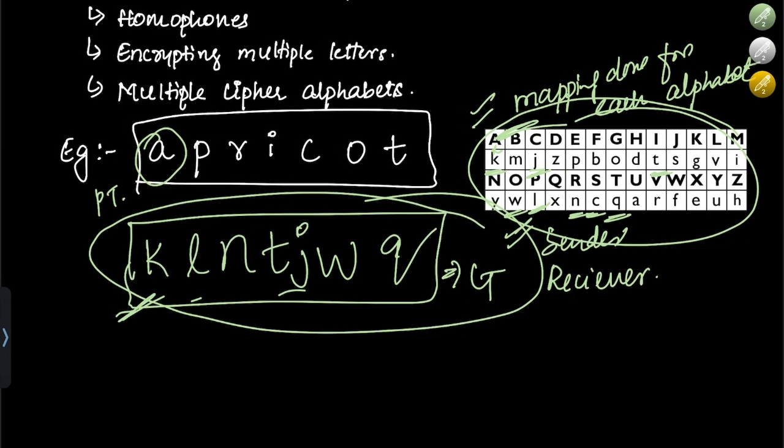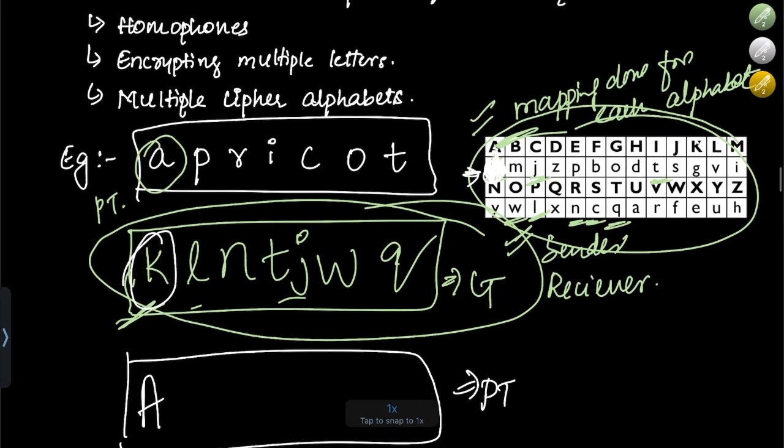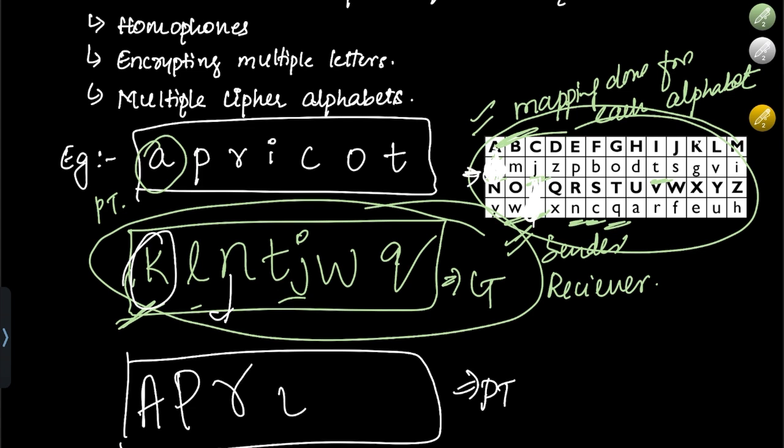From ciphertext, if I have to write back the plain text, let us see how it is done. So I have K here. So whenever K is obtained on this side, what is the possible alphabet above it? A, right? So I'll write A. For L, so if L is here, what is the possible alphabet? P. I'll write P. Similarly, for N it is R, for T it is I, for J it is C, for W it is O, and for C it is O, and for Q it is T. I get back apricot as the plain text.